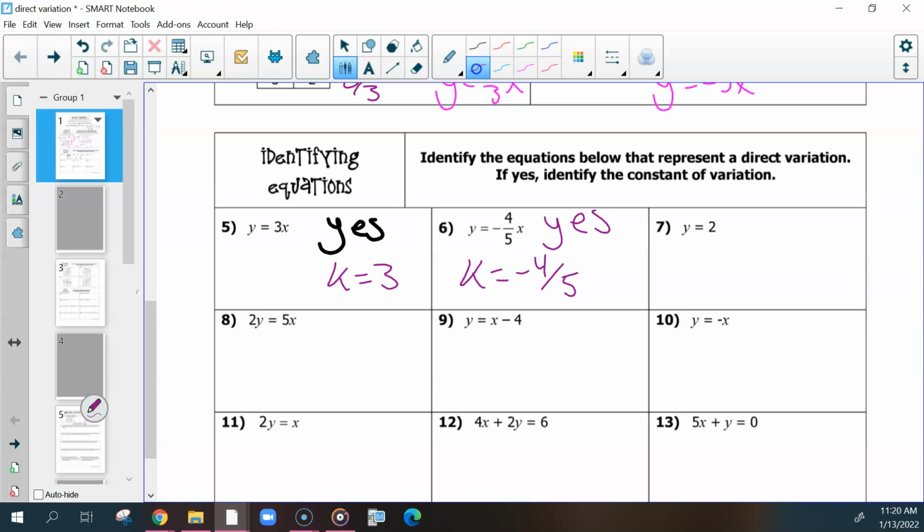What about 7? No. This one would be a line, but it doesn't go to the origin. And it's a horizontal line, so this would not be one, so we don't have to find our value of k.